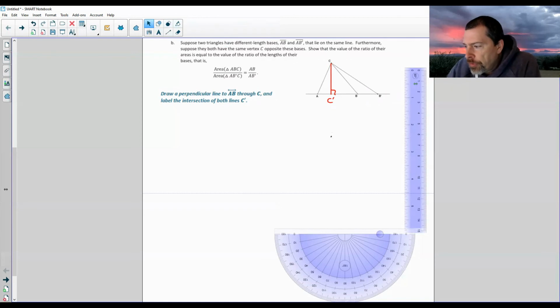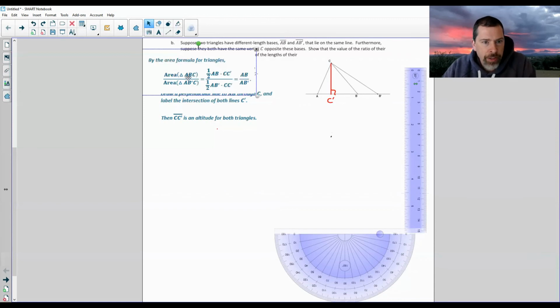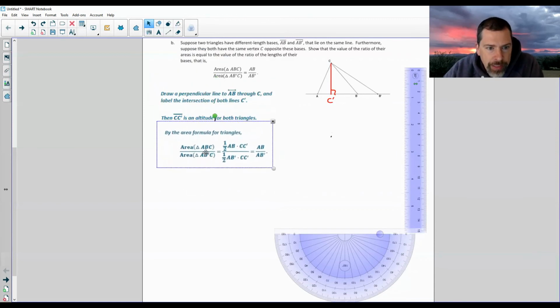Step two, what do we need to do? We need to say what that means. So that means that C prime is an altitude for both triangle ABC and AB prime C. It is an altitude for the two triangles. Okay, then we can just state the obvious. Hopefully it's obvious to you. If not, it will start getting easier by practicing.